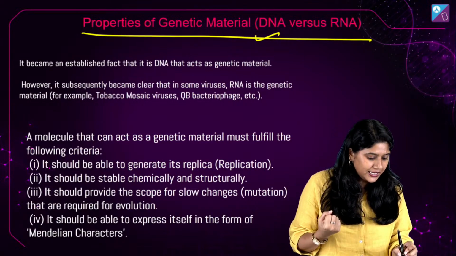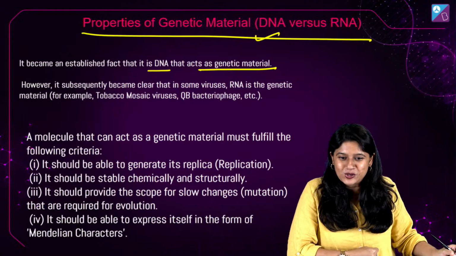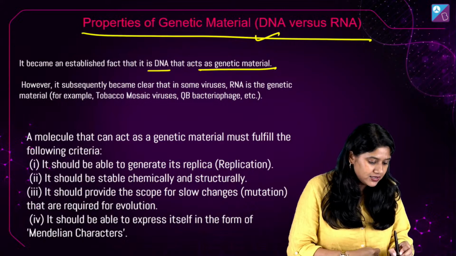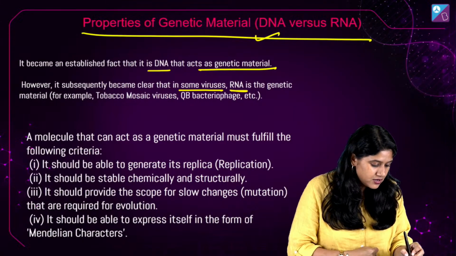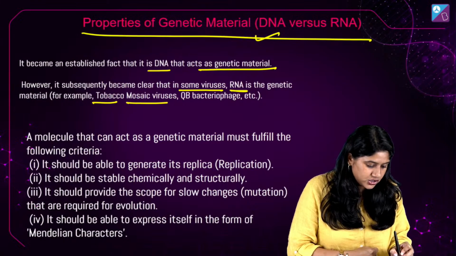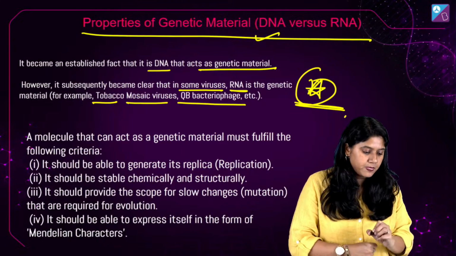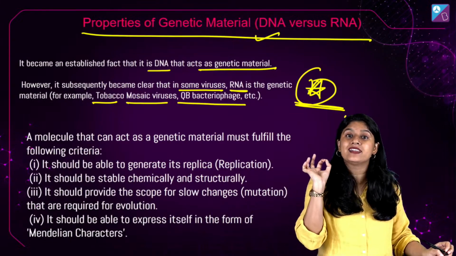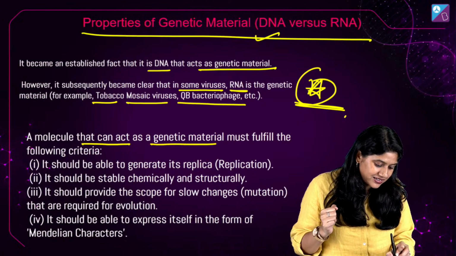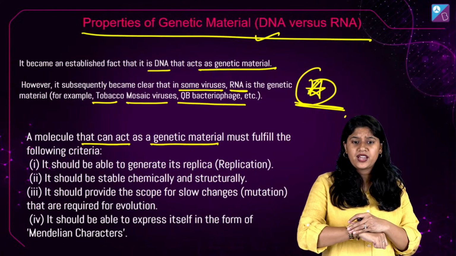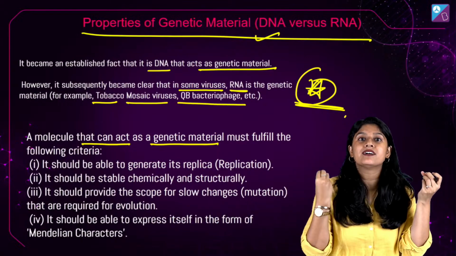So we know that DNA is now the genetic material after so many experiments, right? And we also know that some viruses have RNA as a genetic material. We have examples like tobacco mosaic virus and QB bacteriophage. This is again from your textbook. In your textbook there is one line that I have mentioned: both of them can act as a genetic material. And there are some criteria for a molecule to be a genetic material.